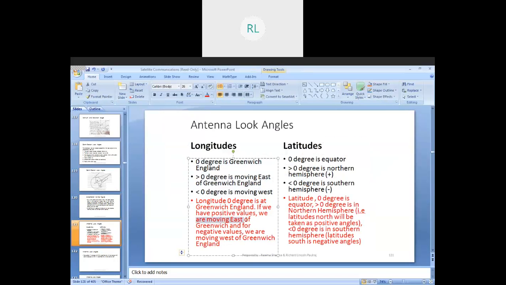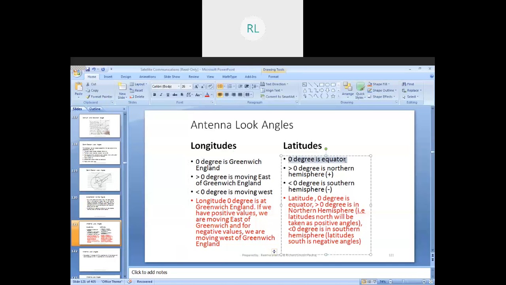Longitude 0 degree is at Greenwich, England. If we have positive values, we are moving towards the east. This is very important. If I say positive longitude, immediately you should imagine that from your Greenwich meridian point, you are moving towards your east side. And it is true for the opposite, negative values, which means I'm moving towards the west from that point. So this is with regards to longitudes.